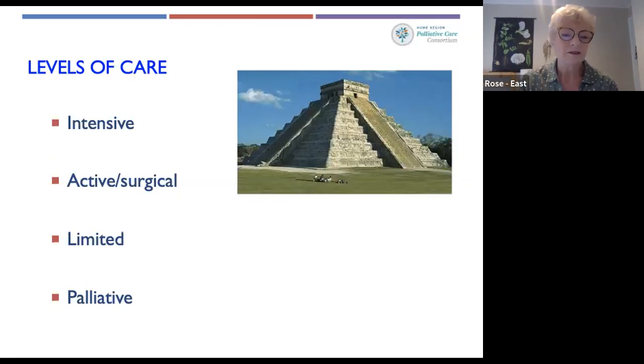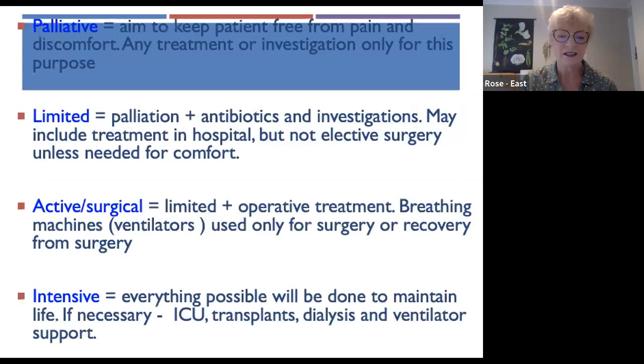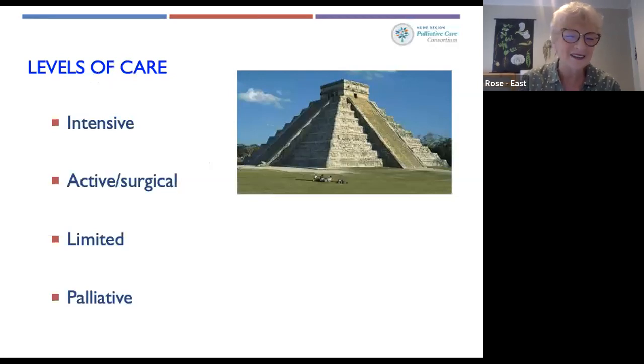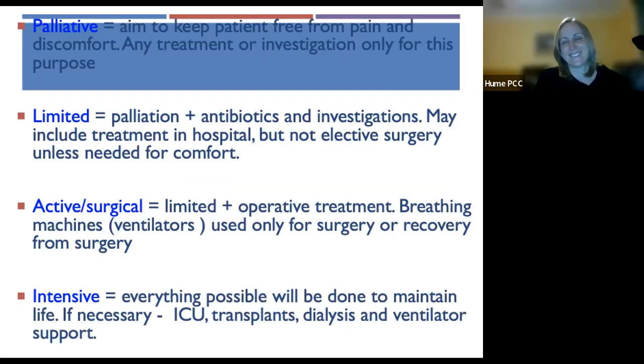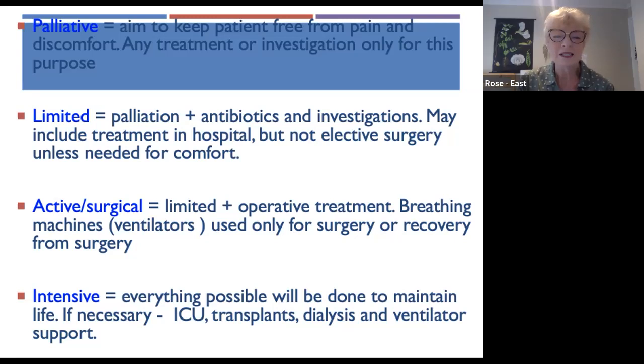So these are the levels of care that people can receive. Not too sure what the pyramid was doing there. I suppose the intensive is probably the top. No, I don't know. So palliative care is aimed at keeping the patient free from pain and discomfort, and contributing to quality of life, not necessarily length of life. That can include treatment or investigations, but only in so much as it contributes to the patient's comfort.